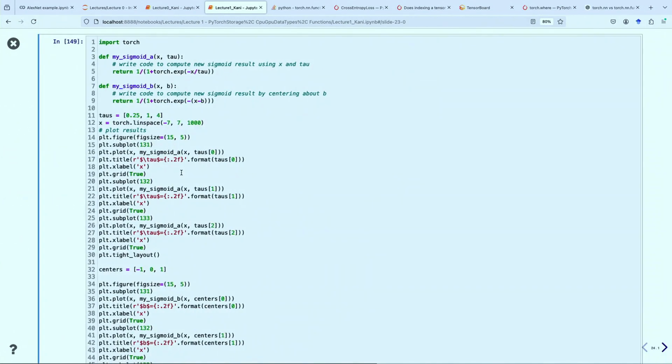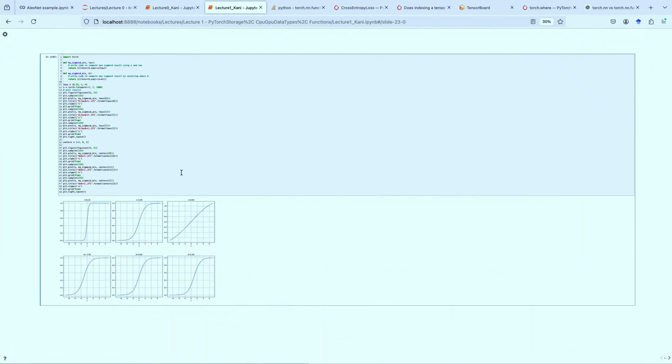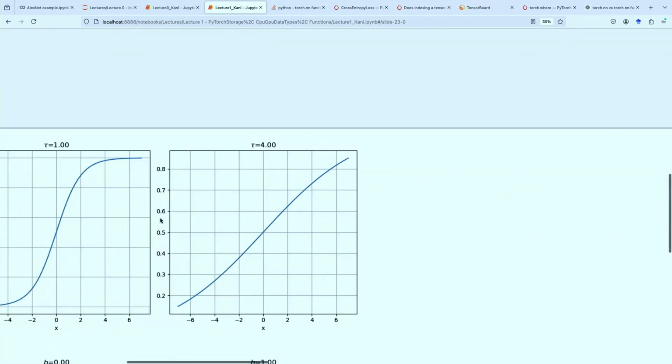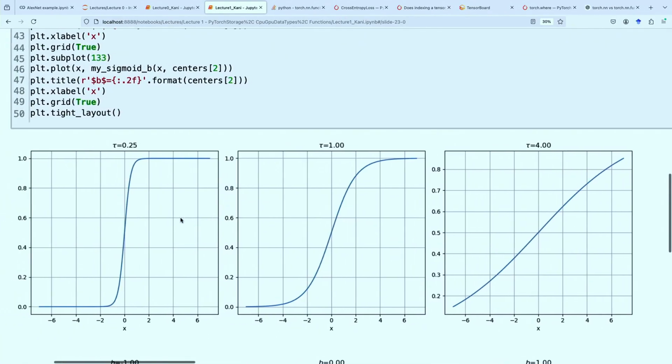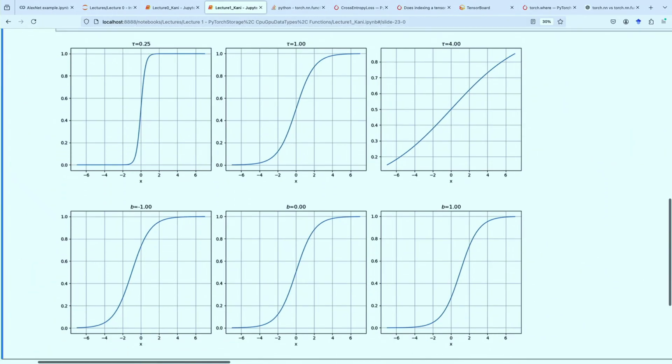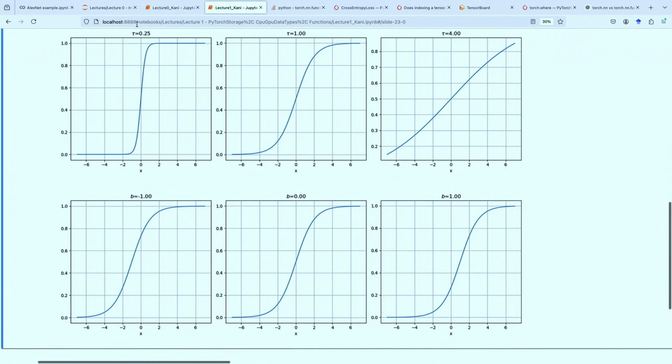Yeah, and so if we write the function out, I'll just zoom out. We could see that, there we go. You can see that with those modifications, if we make tau small, the transition is sharper. If we make tau big, the transition is slower. If we make b small, the transition gets shifted over. If we make b big, the transition gets shifted right.